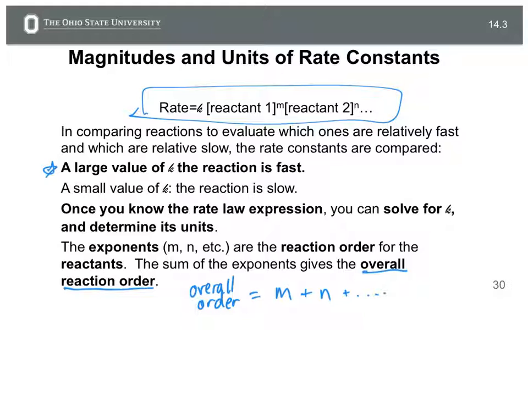Oh, yes. How do you know what's large and what's small for K? Just comparatively. So you might see a problem where you're given two different rate constants and it wants to know which reaction is occurring more quickly. Yeah. There's no cutoffs or anything. Cool. Anything else?